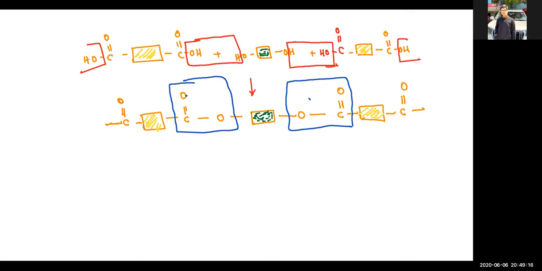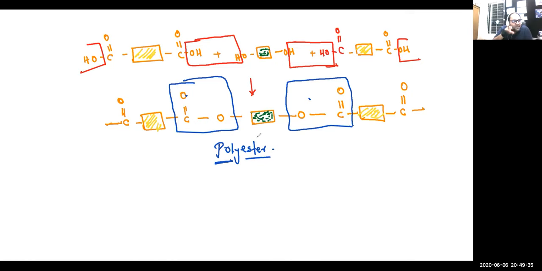Okay. Next. So we call this a polyester. So what is a polyester? When there are going to be multiple ester linkages, we call this a polyester. Any questions? No, sir.